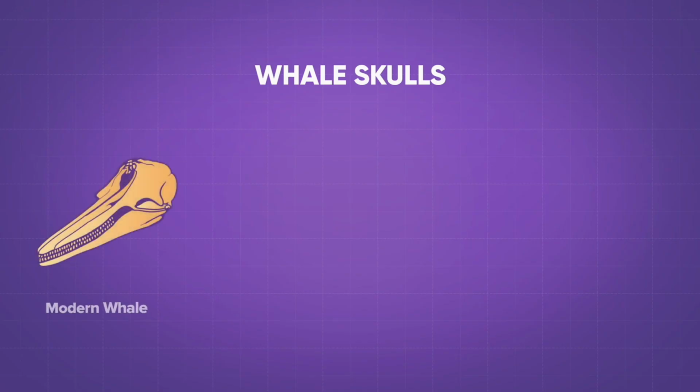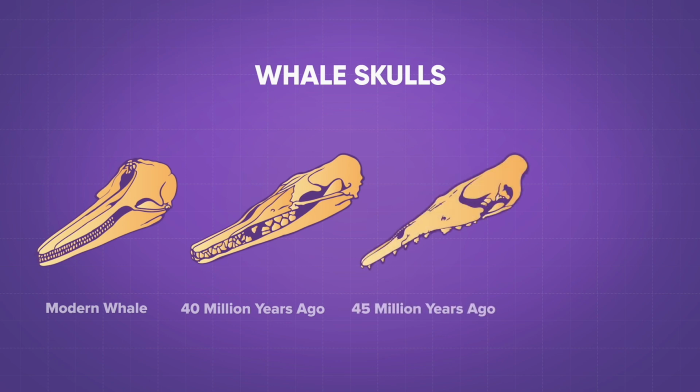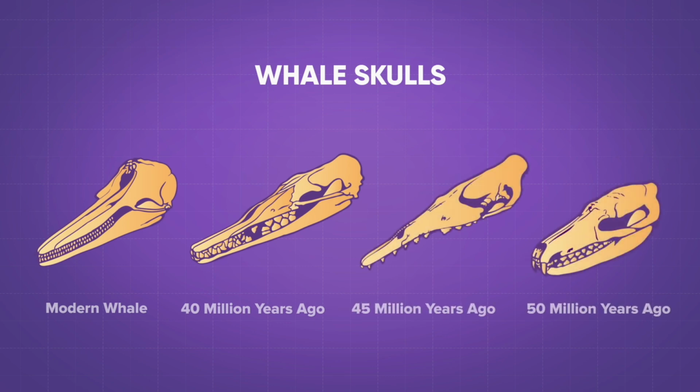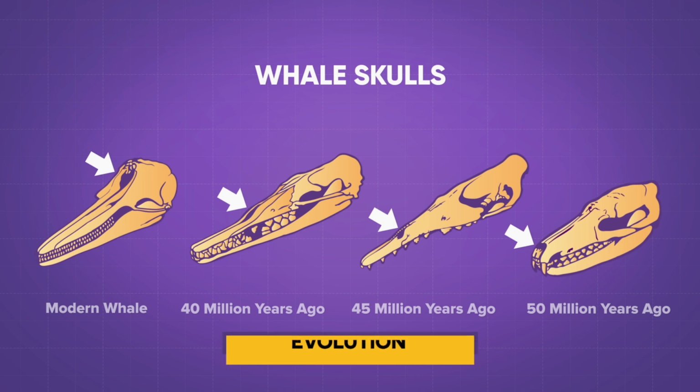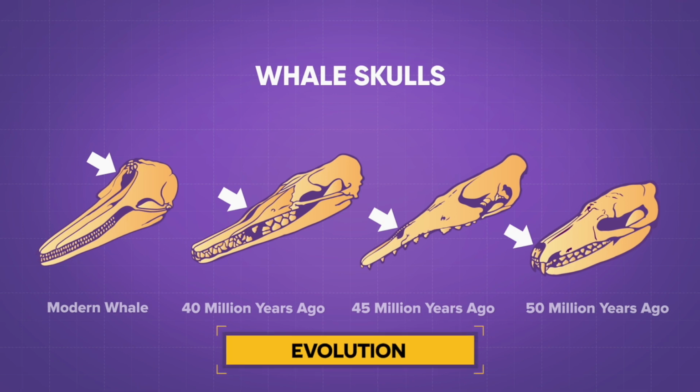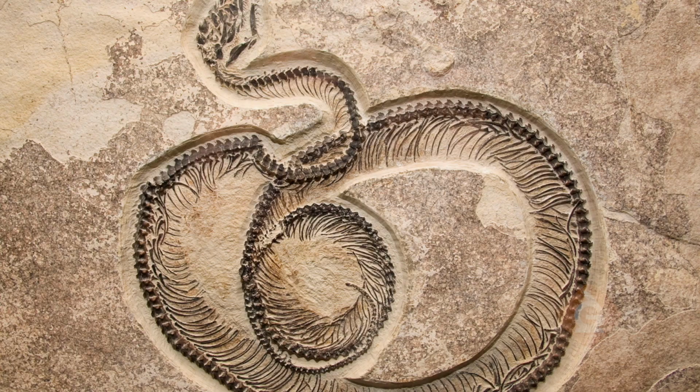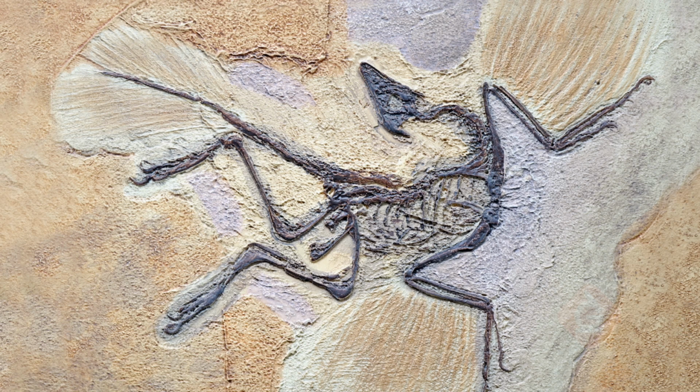Here is a modern whale skull. Notice the blowhole is at the top. And here's a whale skull from 40 million years ago, 45 million, and about 50 million years ago. It looks like the position of the blowhole changes in each fossil. That's right. The change in living things over generations is called evolution. We can see evolutionary changes in the fossil record of horses, whales, snakes, birds, and much more. The fossil record is such a big topic that we have a whole separate lesson to explore it in depth. The lesson is called the fossil record.